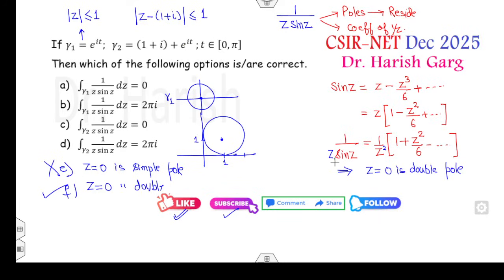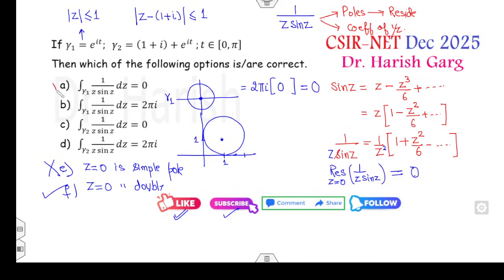Fine. Anyhow, what is the meaning of that? You can find the residue of the function 1 over z sine z. What is the residue at the point 0? There is no coefficient of 1 over z, so it is 0. Fine. Now look at gamma 1. Where does 0 lie? 0 lies inside the region. So the answer will be 2 pi iota into residue. Residue is 0. Answer is 0.